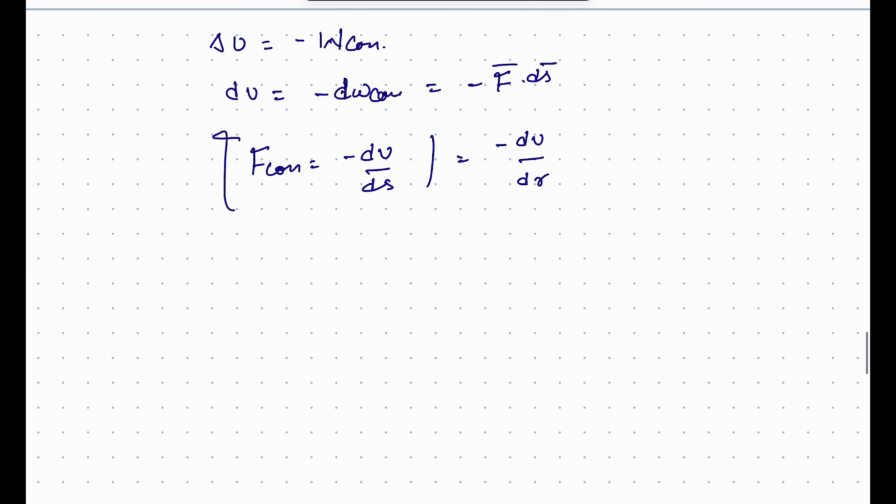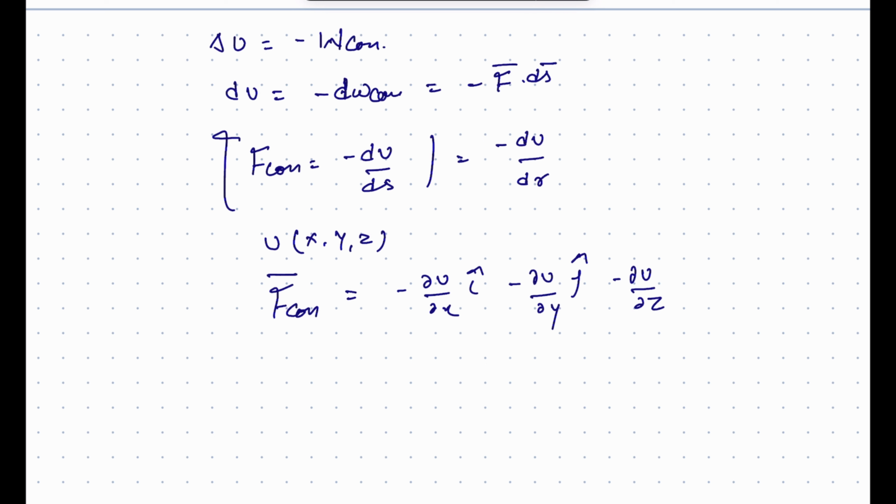Now sometimes if potential energy is given in terms of the xyz coordinates, then we can also write the conservative force in the vector form, that is minus of ∂U/∂x i cap minus ∂U/∂y j cap minus ∂U/∂z k cap. We can use this one to find the conservative force. So what is ∂? ∂ is partial differentiation. So I hope you get this.